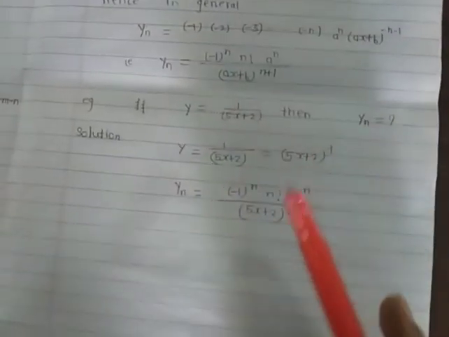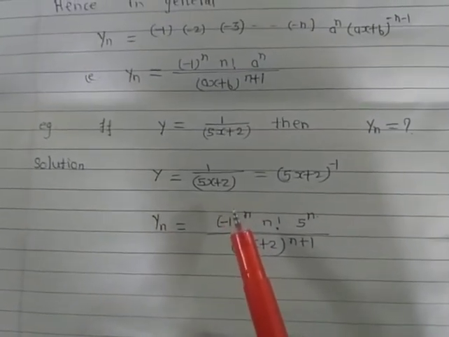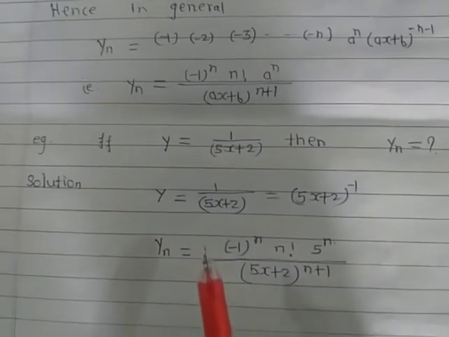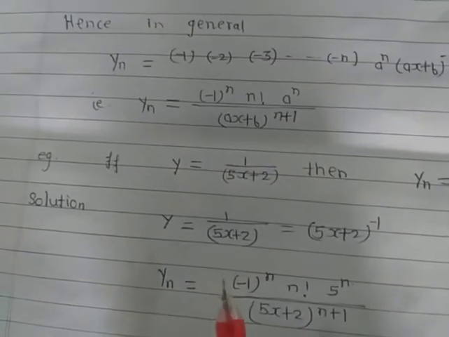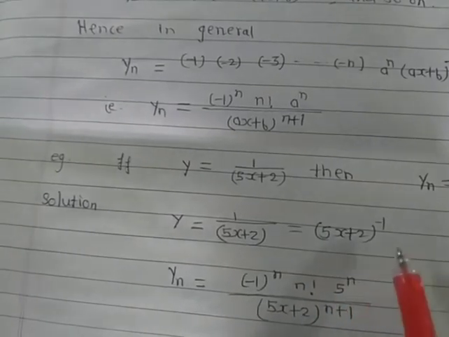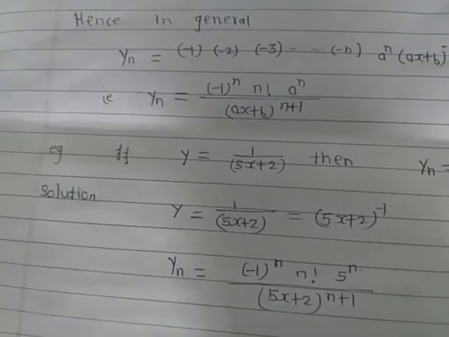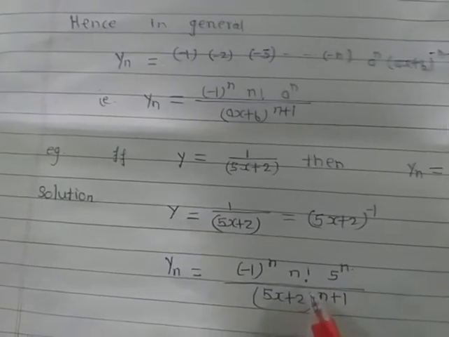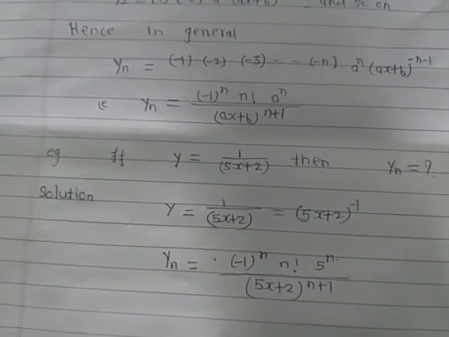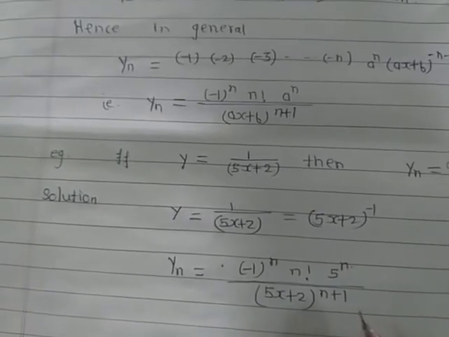Let us see the example of this result. If y equal to 1 upon 5x plus 2, then find yn. Solution: we have given that y equal to 1 upon 5x plus 2, that is, y equal to (5x + 2) raised to minus 1. Using our result, we get yn equal to minus 1 raised to n factorial 5 raised to n upon (5x + 2) raised to n plus 1.